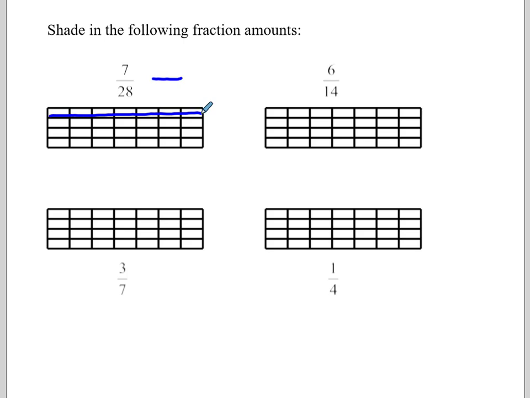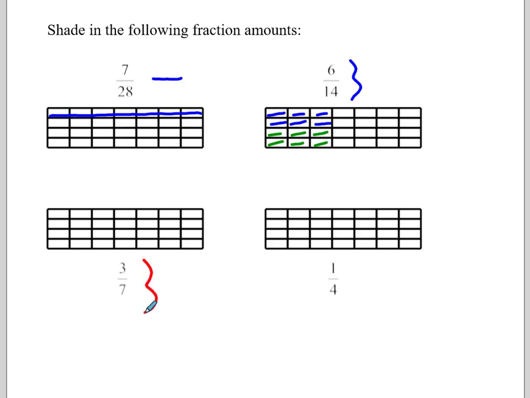If I come over here, 6/14. This means out of every 14 little squares, I have to color in 6 of them. So if each row is 7, there's 6/14. Okay, and I'll change colors. Here's the second group of 6/14. Down here, 3/7.